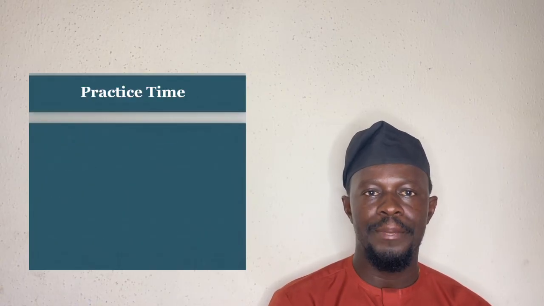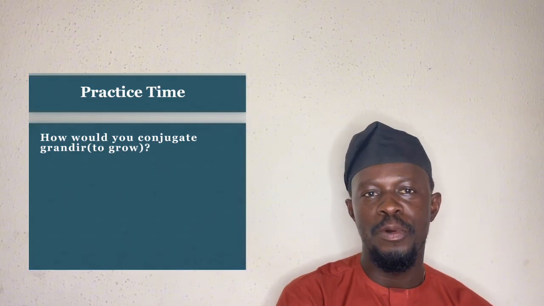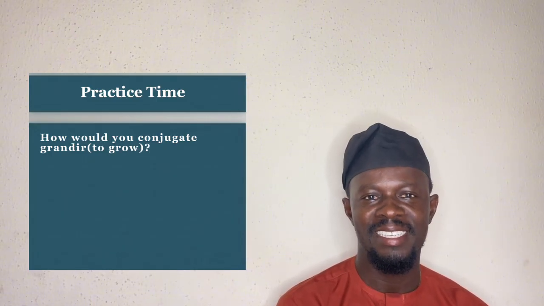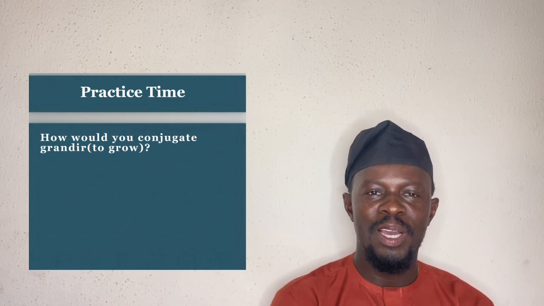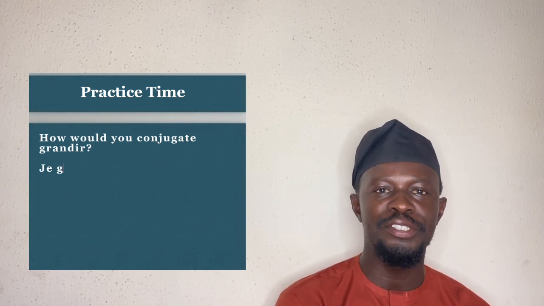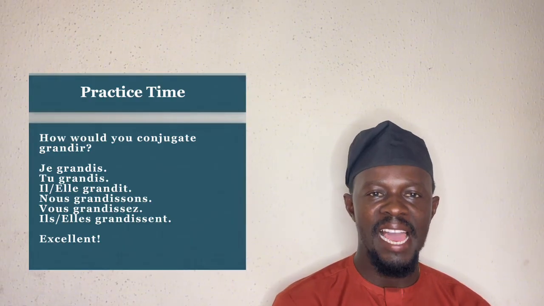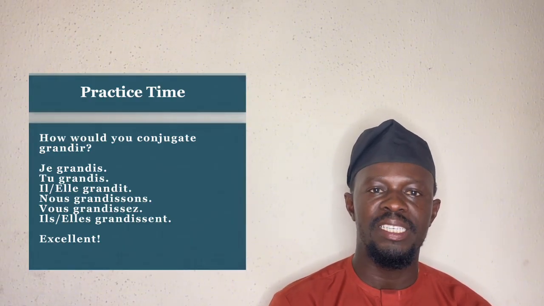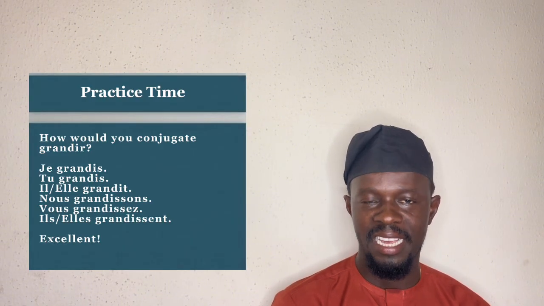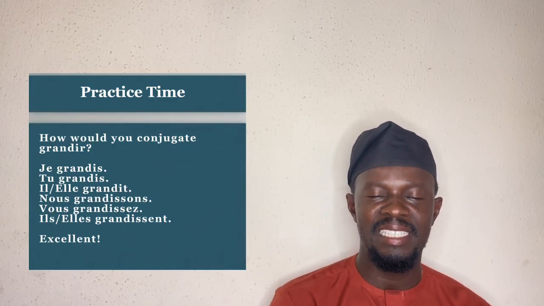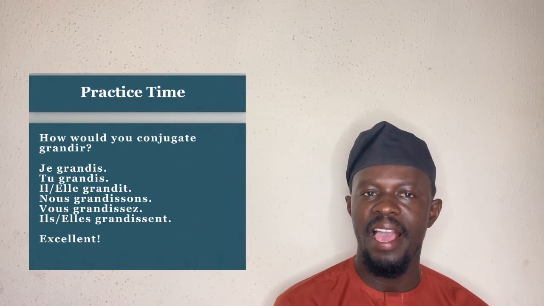Now, practice time. How would you conjugate grandir? All right, let me wait for you to do it. Or you can press pause and try to conjugate it. All right, so here's how we conjugate it. We say je grandis, tu grandis, il grandit, elle grandit, nous grandissons, vous grandissez, ils grandissent, elles grandissent. So if you said that, ça c'est parfait, excellent.